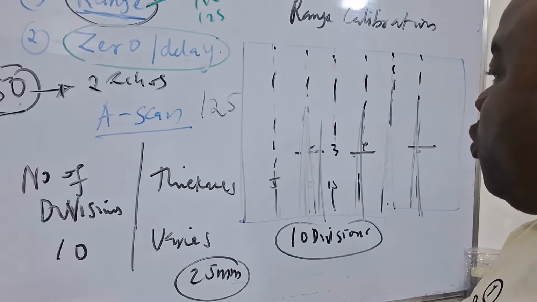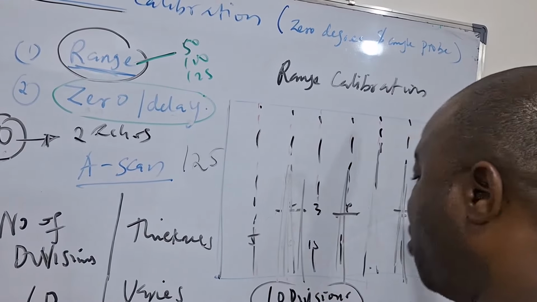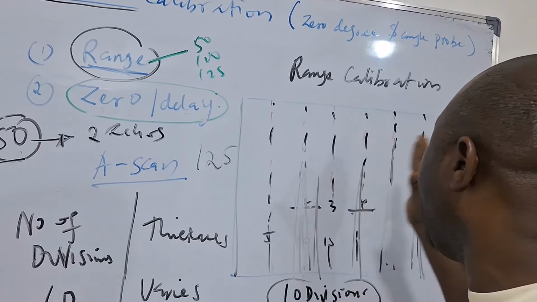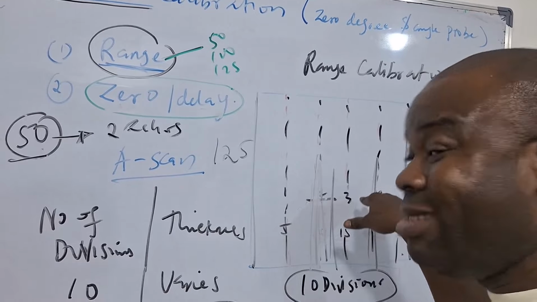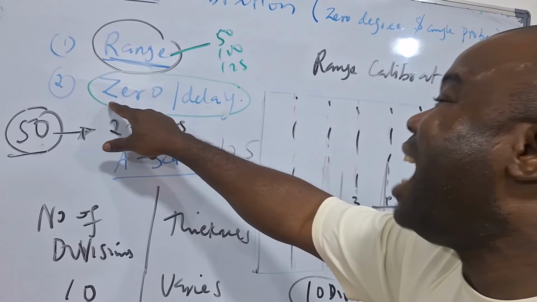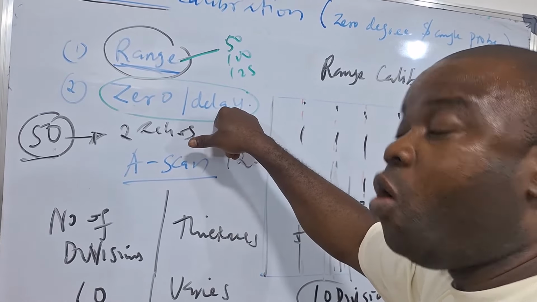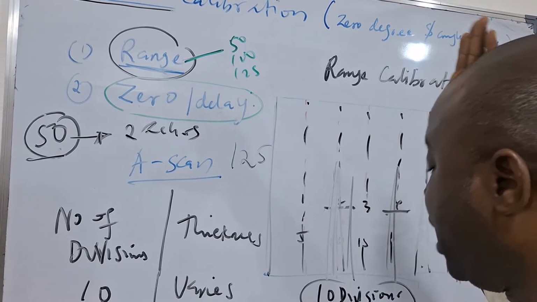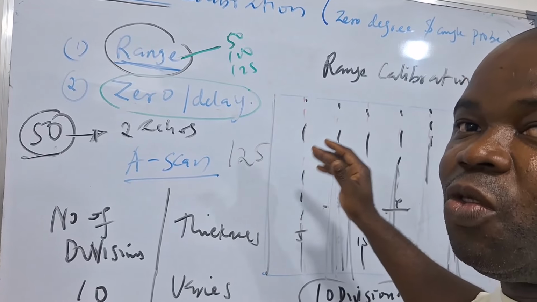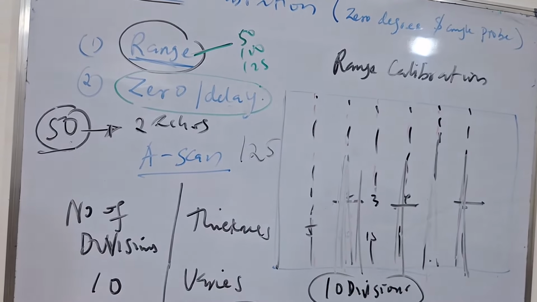So what do you do to eventually calibrate? Set your range, get the number of echoes. If the echoes are not falling where they are supposed to fall, even without getting your readings, you will know that this unit is not calibrated. You start adjusting your zeros or your delay until you get to the right value. Immediately you get to the right value, it means you've gotten the result you want and the unit is calibrated.